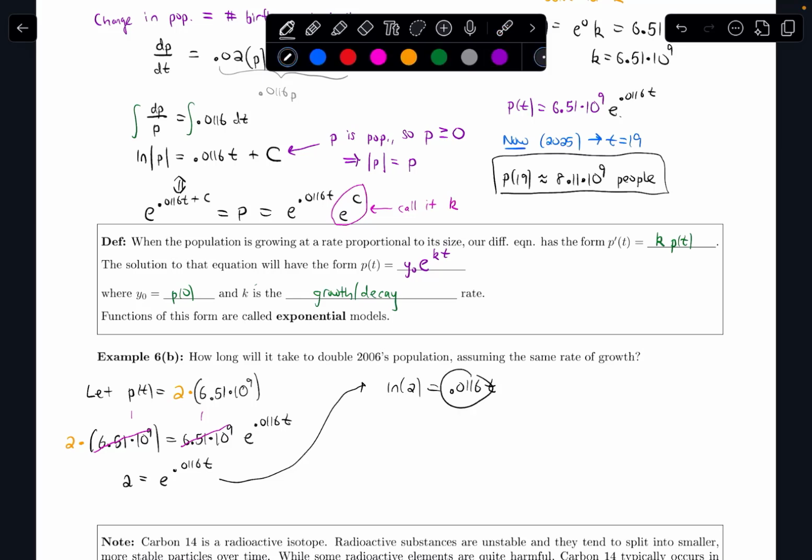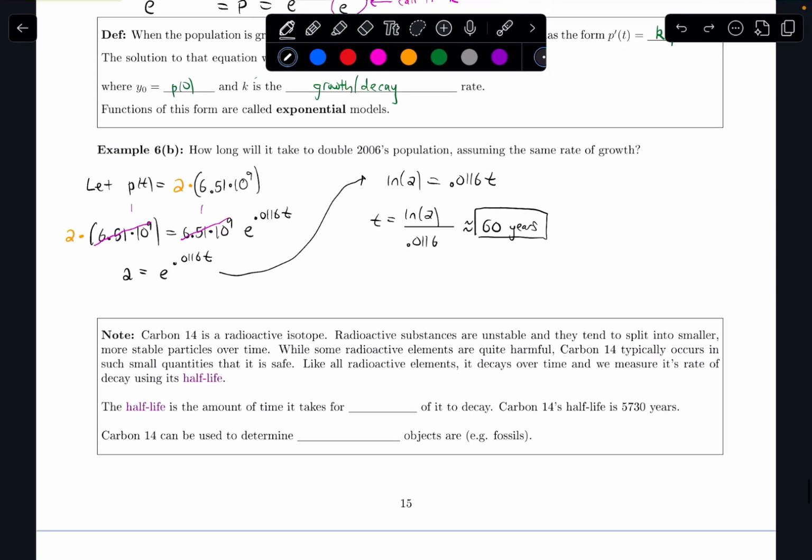Now to isolate t, I divide, and I get t equals ln of 2 divided by 0.0116. If I wasn't allowed to use a calculator, I could leave it like this for my answer. But if I do have the luxury of a calculator, I can plug this in and round it to a whole number. This is about 60, and the units of time in this problem are years. So at this growth rate, it would take about 60 years for the population to double the value of what it was at 2006.